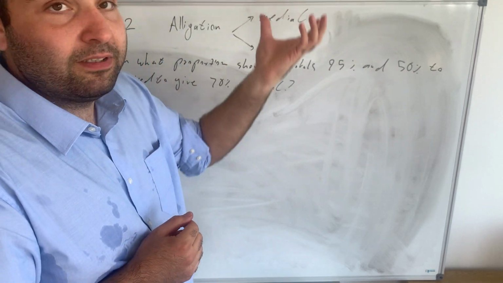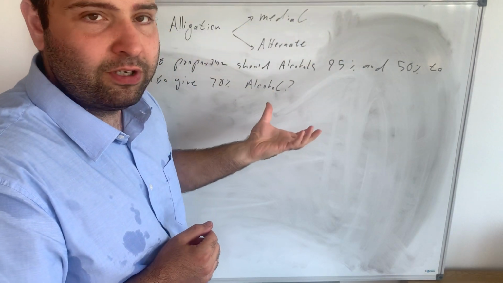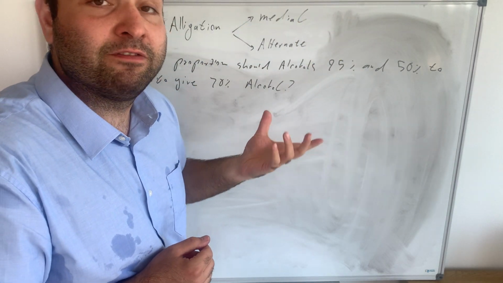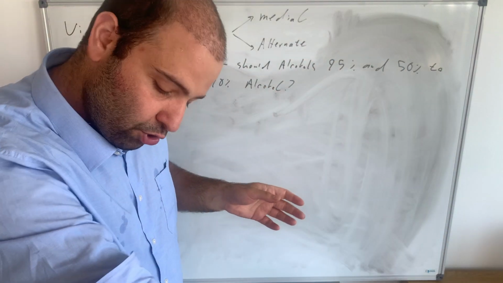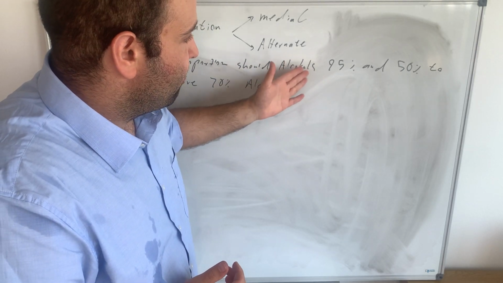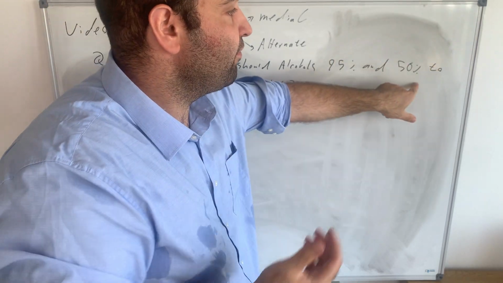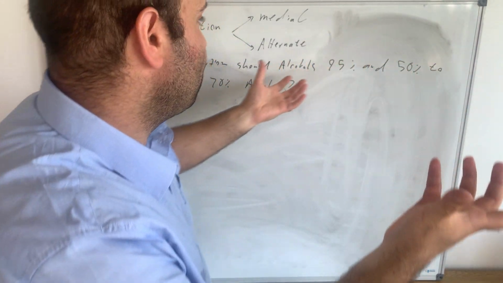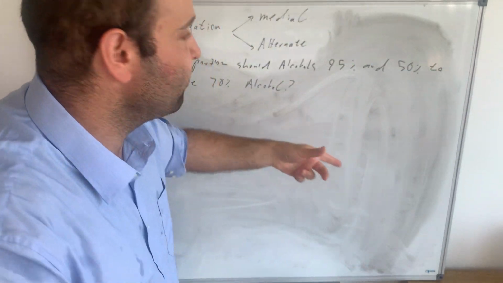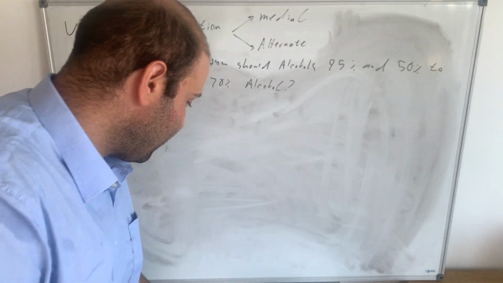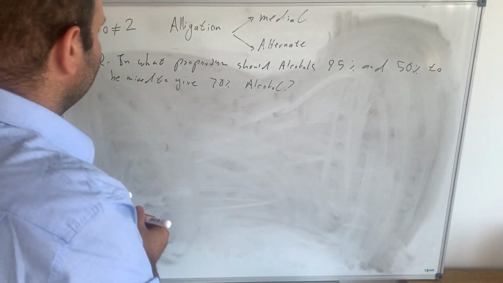So we have a beaker of 95% ethanol. Now we are not talking about the volume. Later on I will give you examples with volume, but first you have to learn what the proportion is. So we have a beaker of 95% alcohol, and another beaker with 50% ethanol. And the question is how we can mix these two alcohols to get alcohol 70%. In this case, we have to use alligation alternate to solve the question.